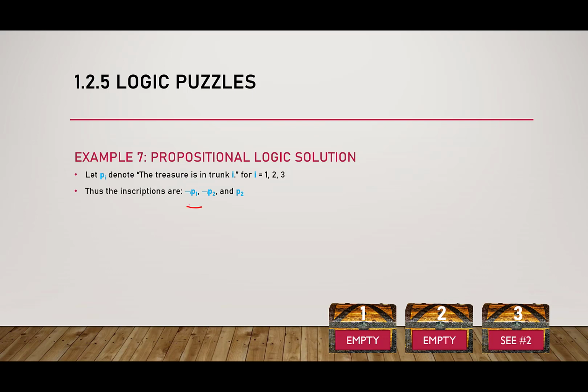The first statement, this being empty, is saying not P1. The treasure is not in 1, right? The second one is saying the treasure is not in 2. I'm just restating the labels here using propositions, right? And then the last one says that the treasure is in trunk 2, P2. That's what that proposition is called. So that's what those statements are. We're saying not P1, not P2, and P2. So already there's obviously a contradiction here, right? You can't be not P2 and P2.